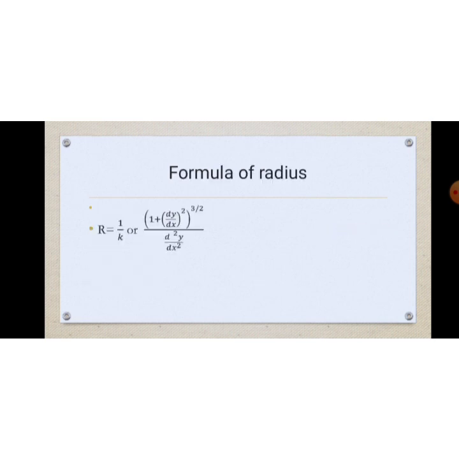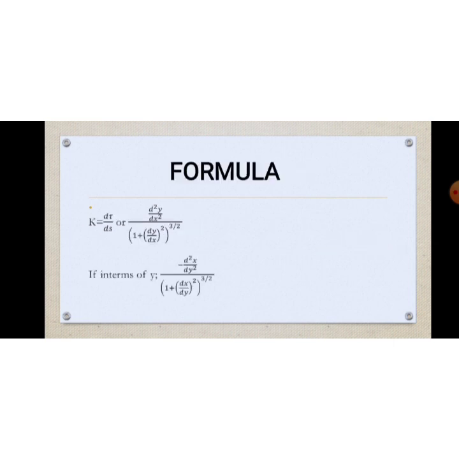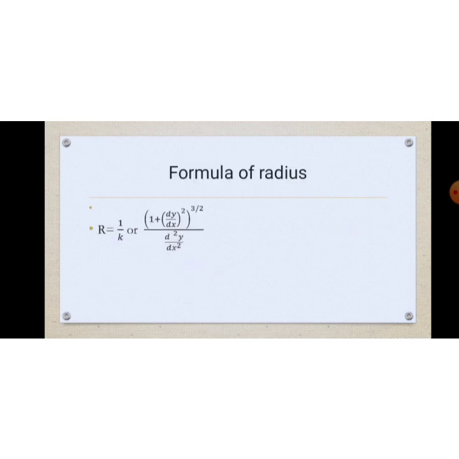So this is the formula of the radius. So the formula of the radius is 1 over k, or 1 plus (dy/dx) squared raised to the power of 3 halves, over the second derivative, d squared y over dx squared. So the formula of the curvature is the second derivative over the first derivative, and the formula of the radius is simply the reciprocal, which means the first derivative over the second derivative.